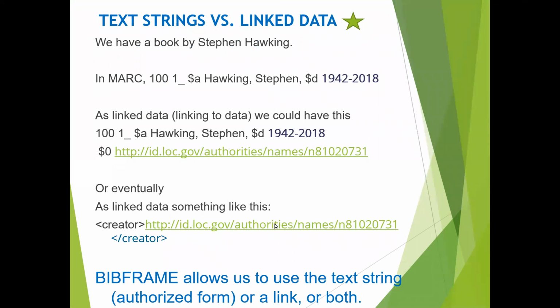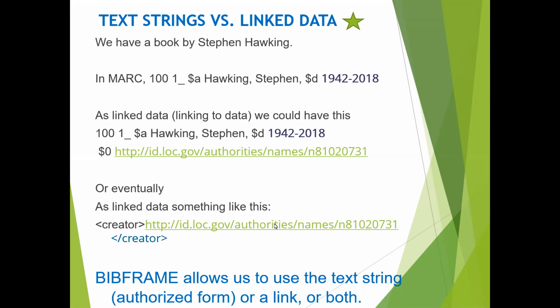So what does it look like between a text string and linked data? We have a book by Stephen Hawking. We've already looked at one of his books. In MARC, it would be our title 245 as normal, but we would have our authorized entry point. That would be our 100 field, first indicator 1, Hawking, Stephen, with the dates.